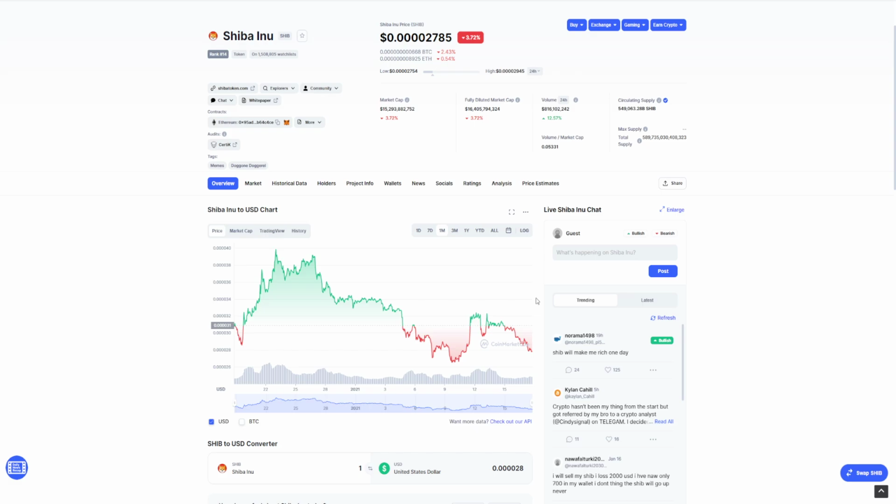First and foremost, I do think there are particular reasons as to why Shiba Inu is struggling over the past couple of days. And second, I do believe a very strong recovery is coming soon. It is just going to take a little bit of patience. So that is what we are going to be discussing in today's video.